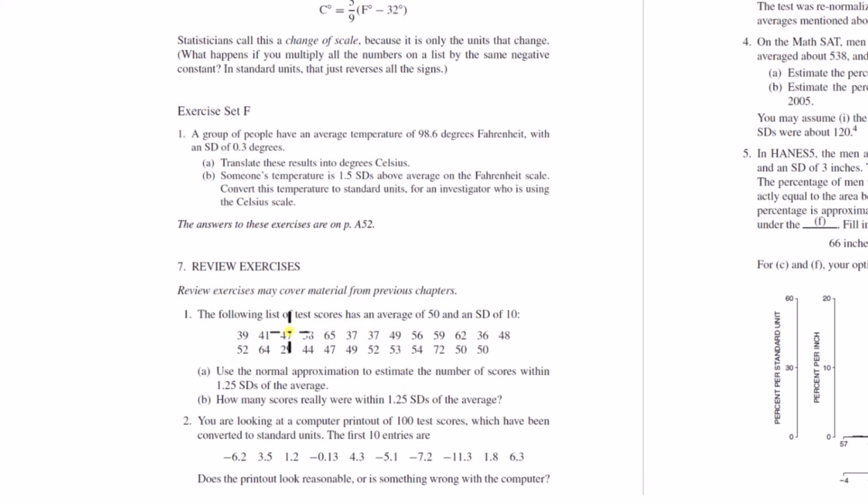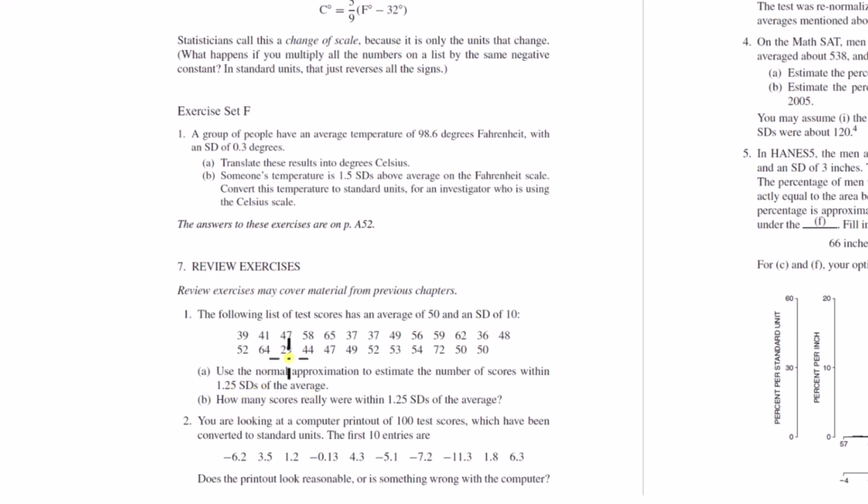All right, so this list of test scores here has an actual average of 50 and an actual standard deviation of 10. If we assume that the data here, this list of numbers here, is normally distributed, then we'll be making an estimate because this is most likely not perfectly normally distributed. Then let's use that normal approximation to estimate the number of these scores that are within 1.25 standard deviations of the average. Okay, so how do we do that?